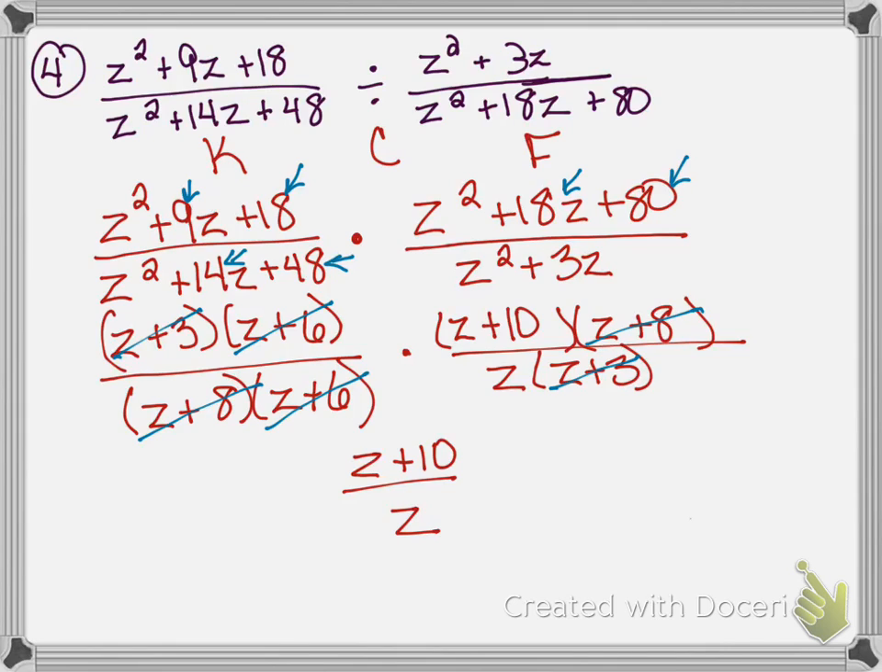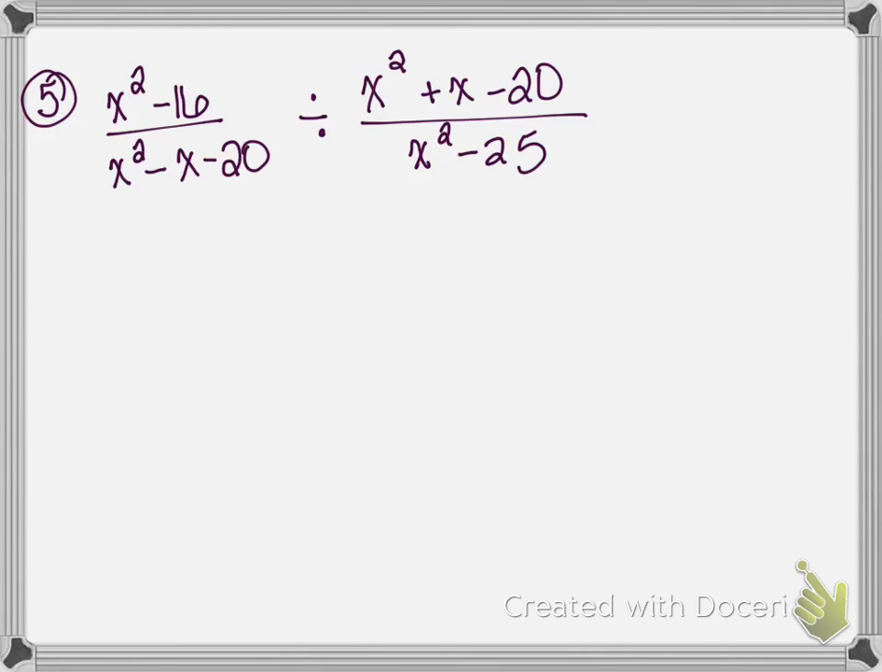I love the next one because everybody's like, oh, what happened? Okay, can I go to the next one? We are going to keep, change, and flip again. That's because of that division sign. We keep, we change, we flip. So I'm going to rewrite it first. I have x squared minus 16 over x squared minus x minus 20.